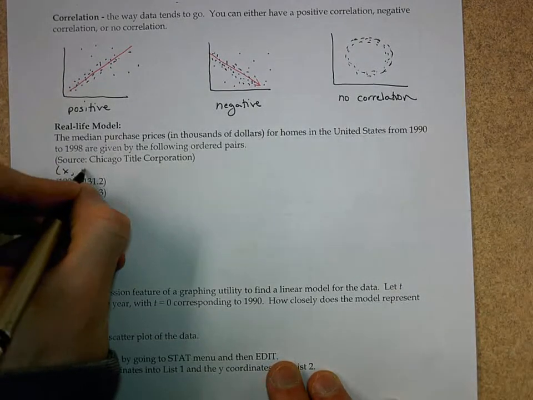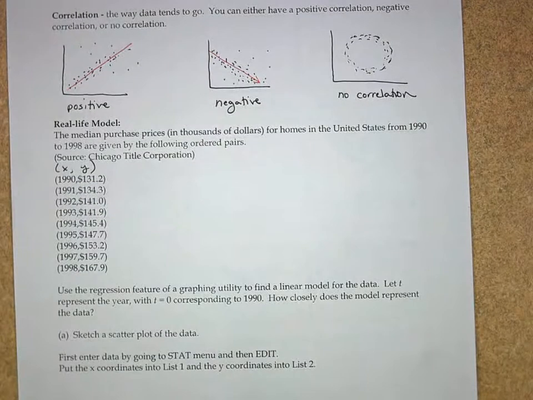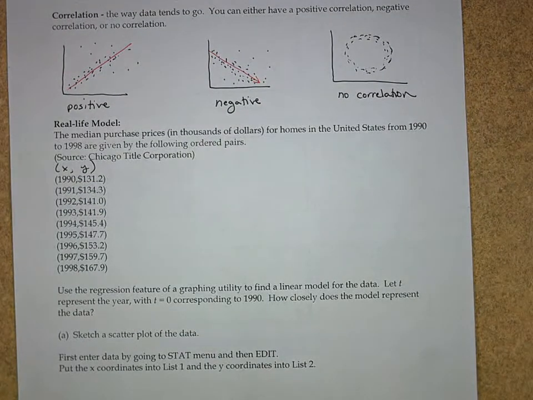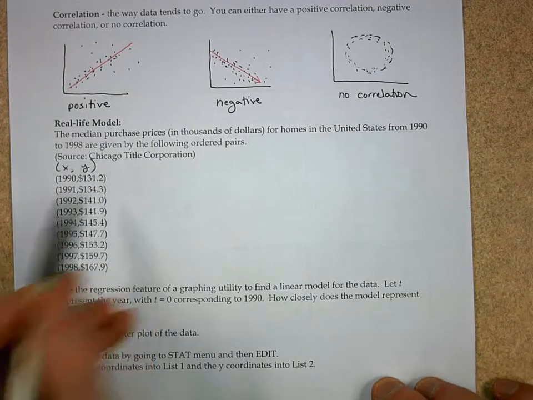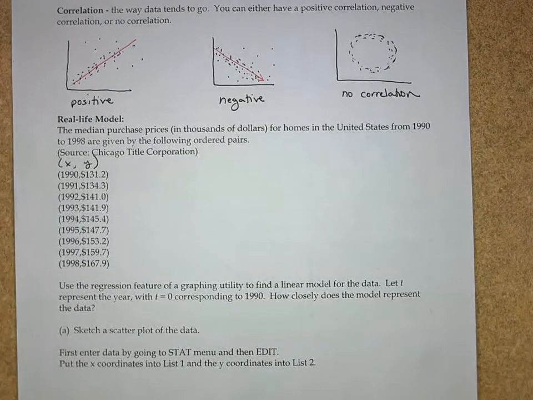Here we've got the x-coordinate and the y-coordinate. The x is the year, and the y is going to be the amount of purchase price in thousands of dollars. So this is actually $131,200, $134,300. They just made the numbers a little smaller for calculator purposes. We can also make the years a little bit smaller.